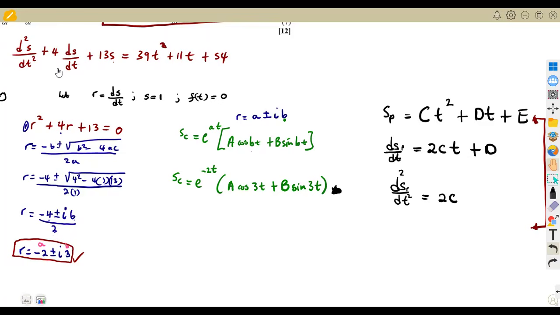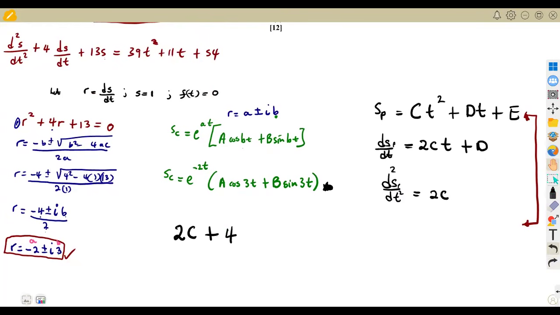We are having the second derivative of s with respect to t. Now we are substituting what is equivalent, which is 2c. So you're now forming an equation: 2c plus 4 into ds dt, the derivative of s with respect to t from our particular integral. So this is going to be 2ct plus d, all right? Plus 13s.